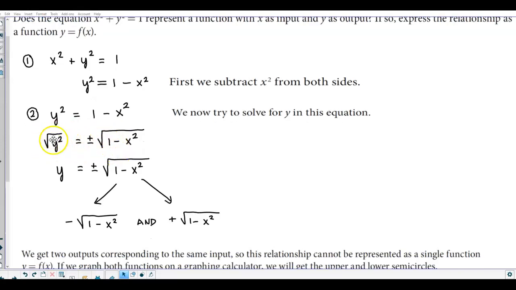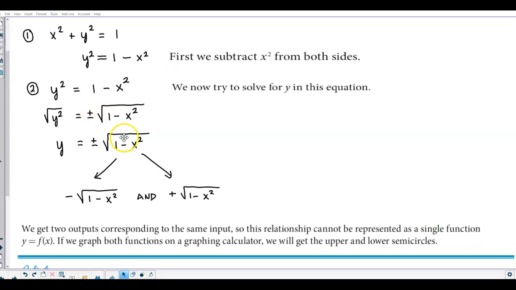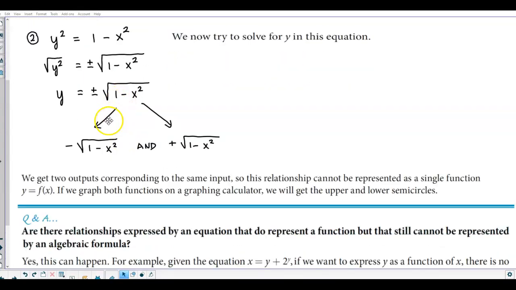When we take the square root of y squared, we get y. When we take the square root of the other side, we're going to get a plus and minus according to the definition of the square root property. So we get plus or minus the square root of 1 minus x squared. So that means you have two solutions. You have negative square root of 1 minus x squared and positive the square root of 1 minus x squared.